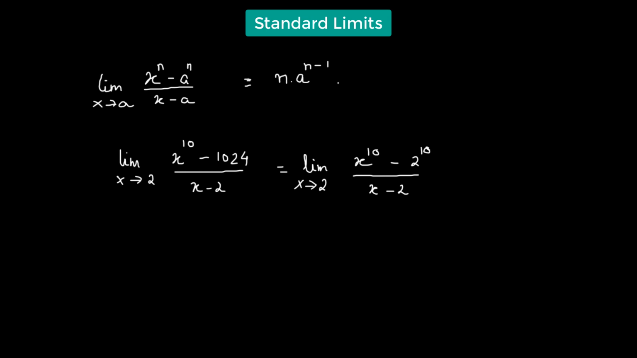So now here we have the value of a, which is equal to 2, and the value of n, which is equal to 10. So that means we have n, which is 10, times a, which is 2, raised to the power of n minus 1. So we have 10 times 2 raised to the power of 9. 2 raised to the power of 9 is 512. So 512 multiplied by 10 gives us 5120. So this is going to be the limiting value of the given function when x approaches 2.